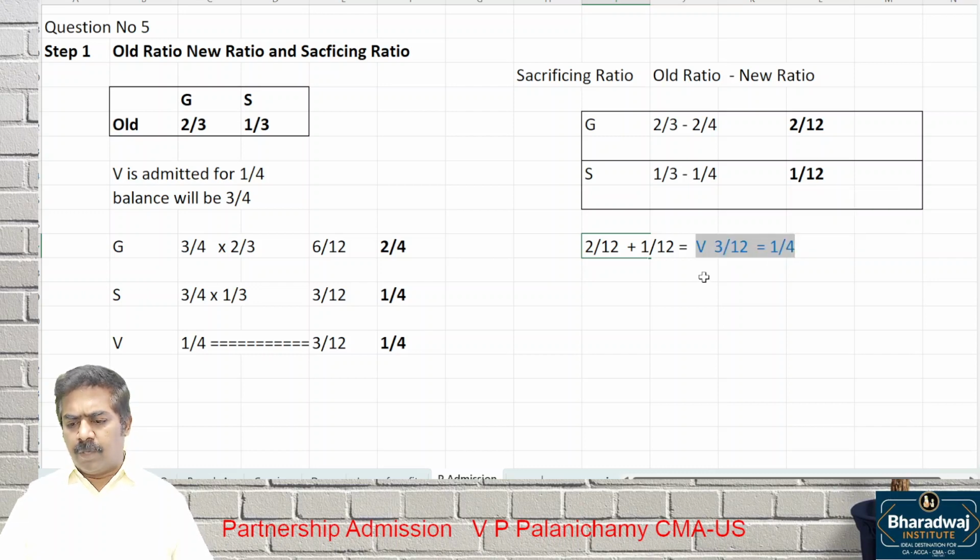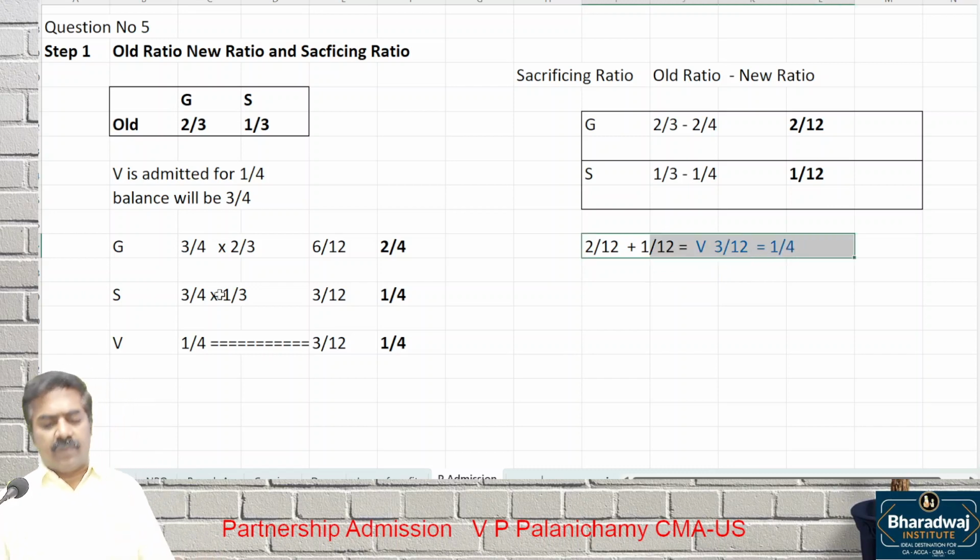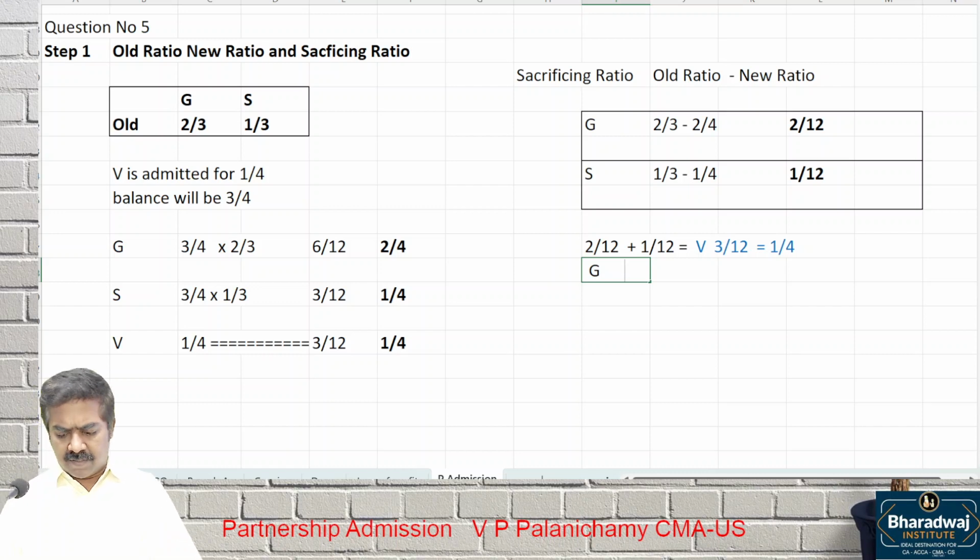Sacrifice done by the old partners will be equal to the gain of the new partner. Always sacrifice will be equal to gain. You can verify, not compulsory for examination, but for your understanding. G plus S sacrifice will be equal to gain of B.